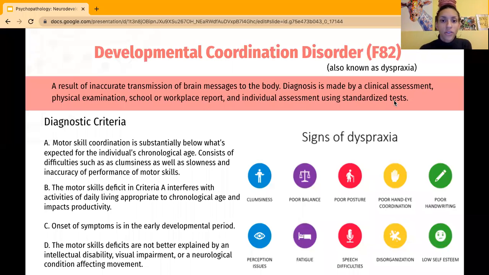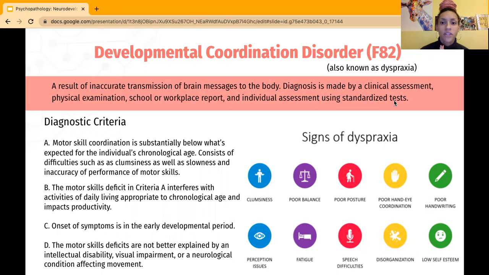So the first disorder that we'll look at is developmental coordination disorder, also known as dyspraxia. And this disorder is a result of inaccurate transmission of brain messages to the body. So a diagnosis of this disorder can be made by a clinical assessment, physical examination, a school or workplace report, and individual assessment using standardized tests.